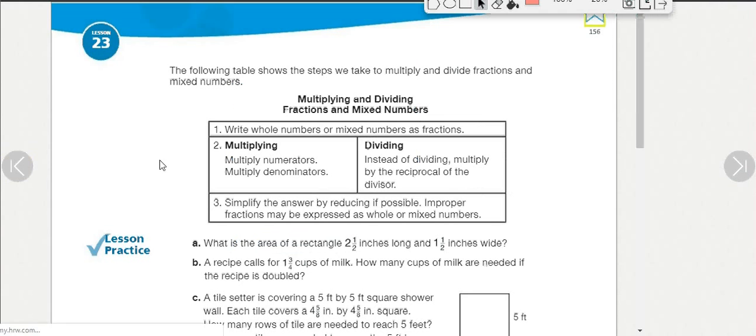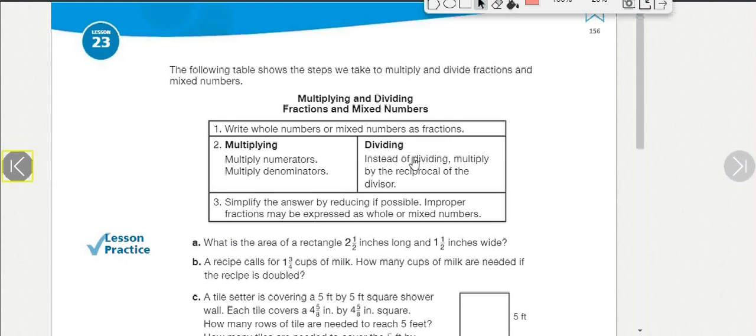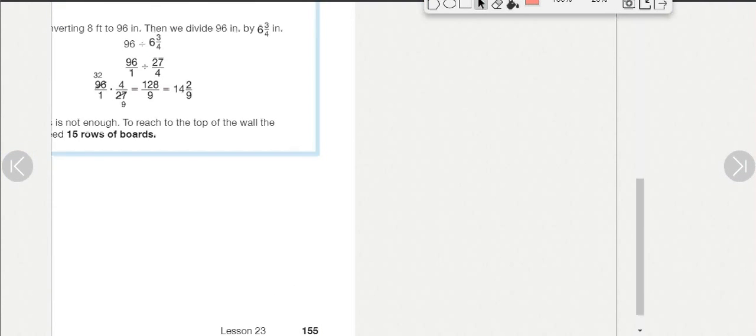Went a page too far here. Excuse me. Let's make sure we covered this whole page. I think so. Okay.